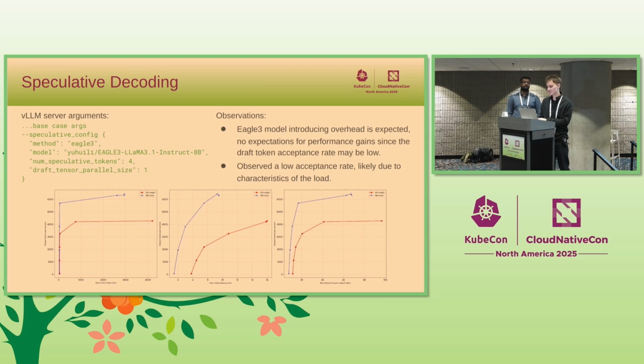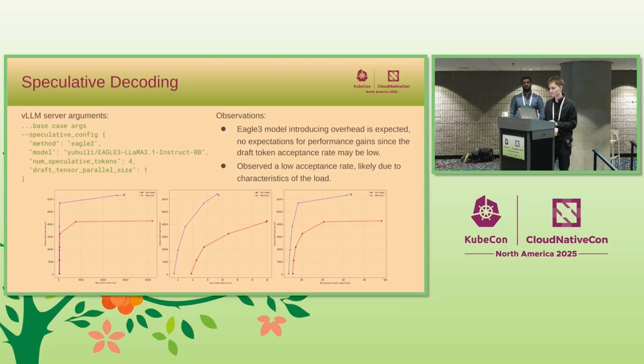So the expectation is that the EAGLE-3 model would introduce overhead, which was known, but we didn't have any particular expectations around performance gains because we suspected the draft token acceptance rate, the rate at which we are accepting the speculated tokens, is going to be low, given the fact that the prompts that we're generating are essentially just random tokens. And that's exactly what we observed.